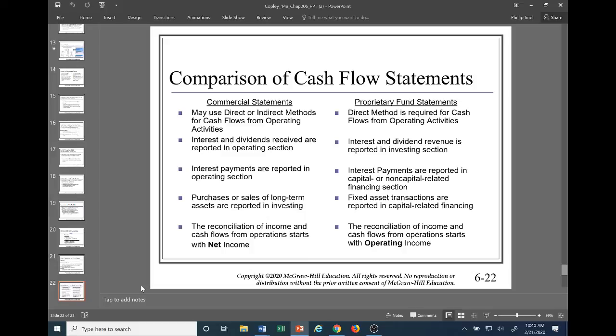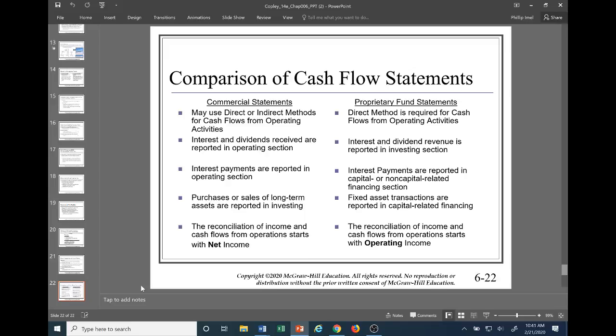Awesome. Okay, so now let's get into a little bit more detail of the two differences here. We have the commercial statements on the left, which is FASB. Then we have proprietary fund statements on the right, which is GASB. So let's start with commercial statements. You may use direct or indirect methods for cash flows from operating activities. Do you remember that? You could use either direct or indirect there.